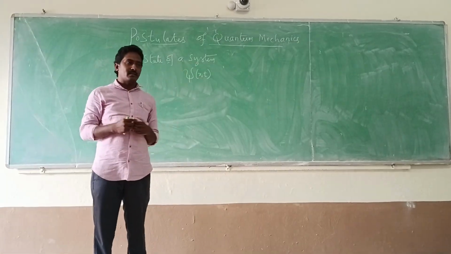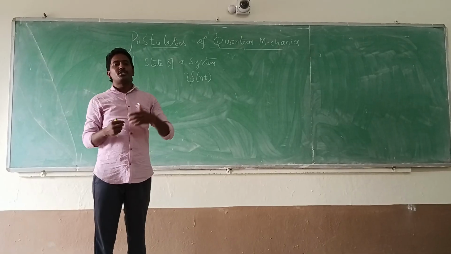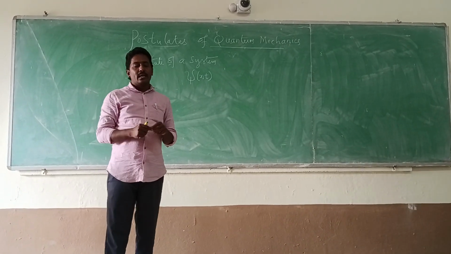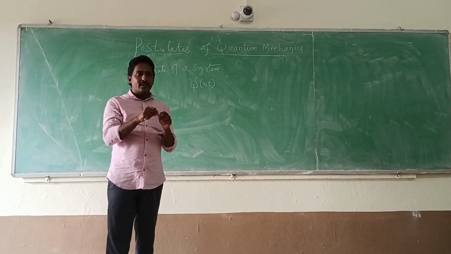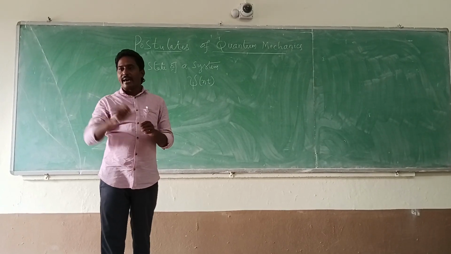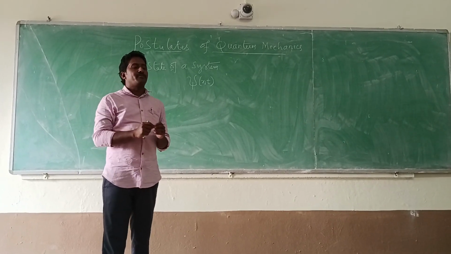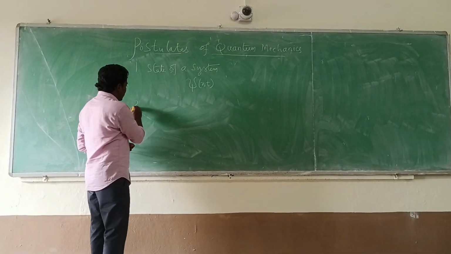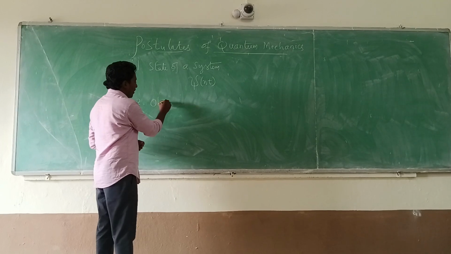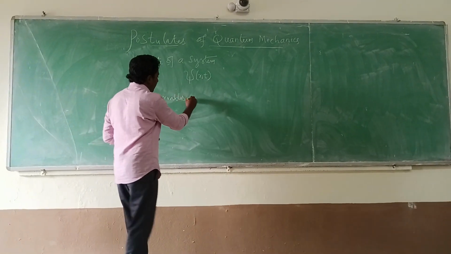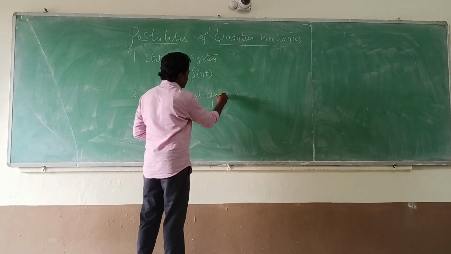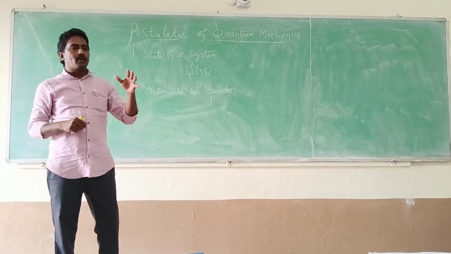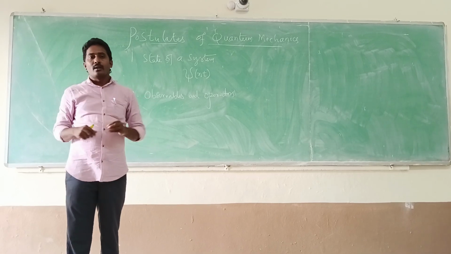Whereas in classical mechanics, you can express everything in position and momentum coordinates. Now, according to the first postulate, we assign a wave function psi to a particle or a system. Once we assign this wave function to a particle or a system, the second postulate is to find the observables and the operators. This is the second postulate of quantum mechanics. Every physical measurable quantity is associated with an operator.